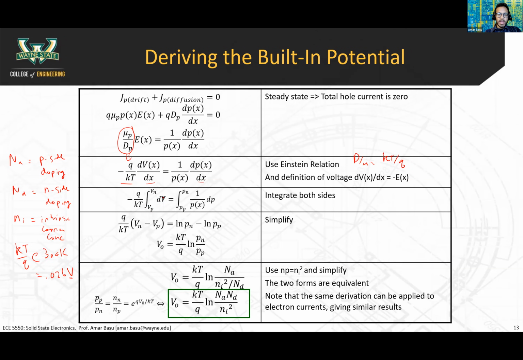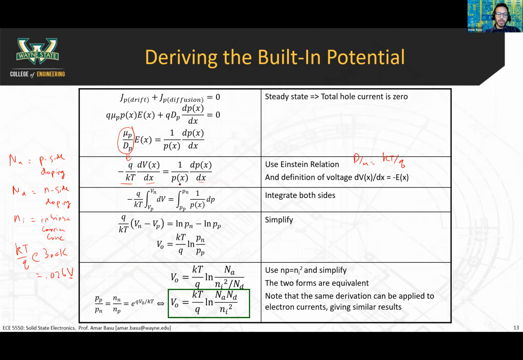On the left side, when you integrate this, you are integrating with respect to this. This is d dx of the voltage. So on this side, you're integrating with respect to V. On the right side, you are integrating with respect to P, because it's dP dx. All right, so it's interesting. You can integrate the left and right sides in two different ways.